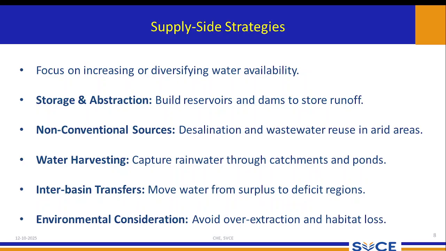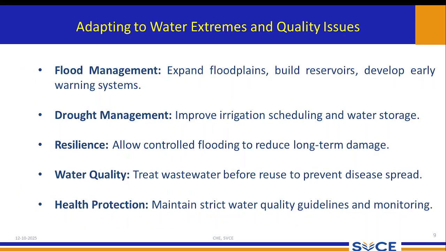Storage and abstraction: build reservoirs and dams to store runoff. Non-conventional sources: desalination, wastewater reuse in arid areas, in a region where water is not surplus. Water harvesting: capture rainwater through catchments and ponds. Interbasin transfers: move water from surplus to deficit regions. Environmental consideration: avoid over extraction and habitat loss.